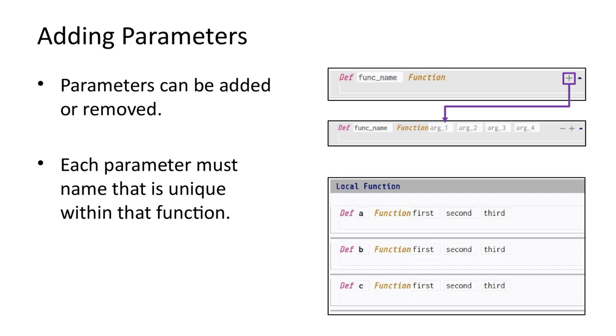You need to give each parameter a name. This will be the name that you will use in your function code. The parameter names within one function must be unique. But a parameter in one function can have the same name as a parameter in another function. Each has its own scope.